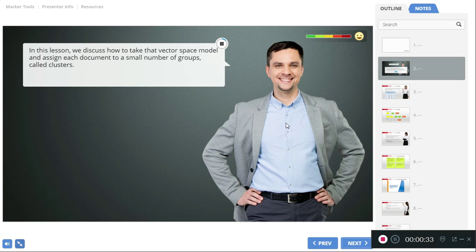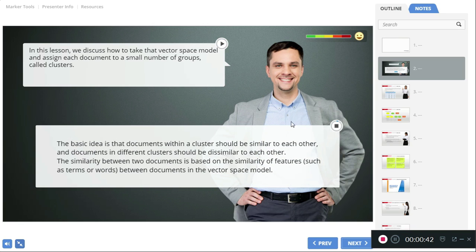In this lesson, we discuss how to take that vector space model and assign each document to a small number of groups, called clusters. The basic idea is that documents within a cluster should be similar to each other, and documents in different clusters should be dissimilar to each other. The similarity between two documents is based on the similarity of features, such as terms or words, between documents in the vector space model.